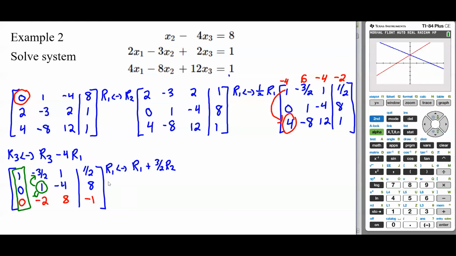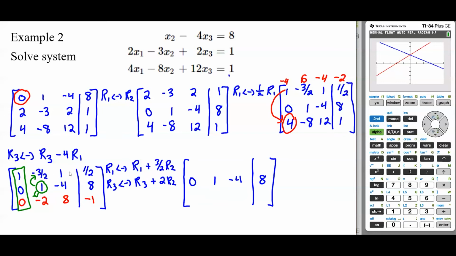And then for row 3, we need to add 2 times row 2. So I'm going to multiply this 1 by 2, and then added to the negative 2 will give me a 0 there. So I'm not changing the second row, but I am going to change the first and the third. So let's make some notes here.